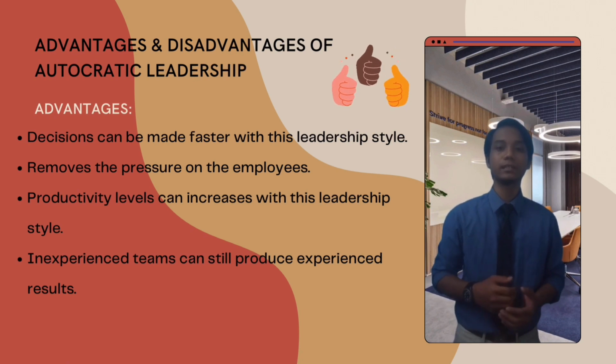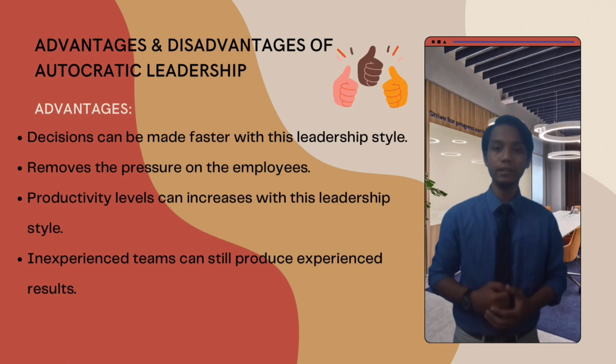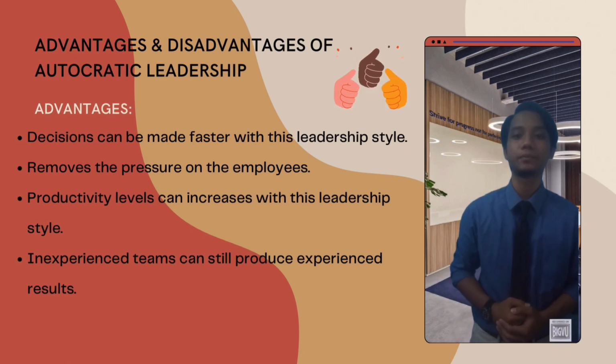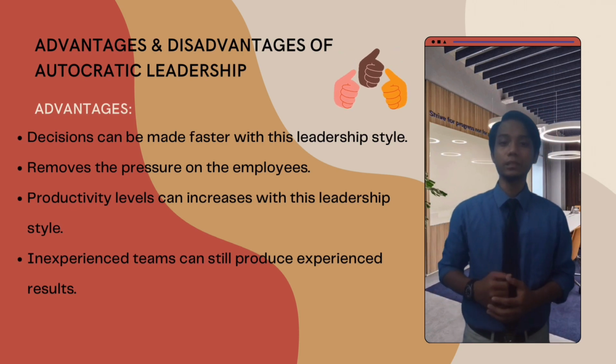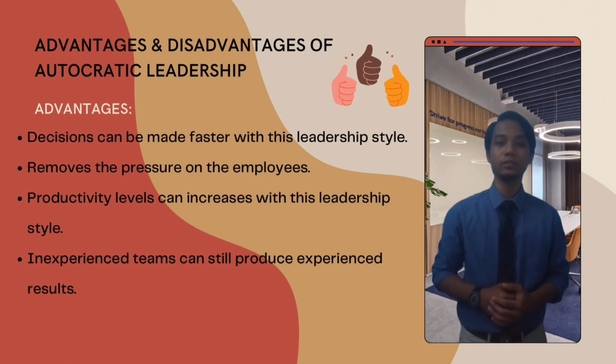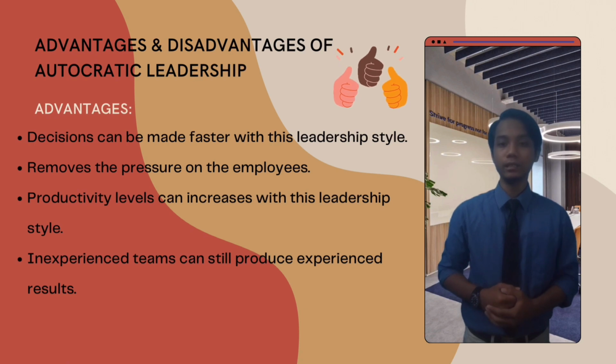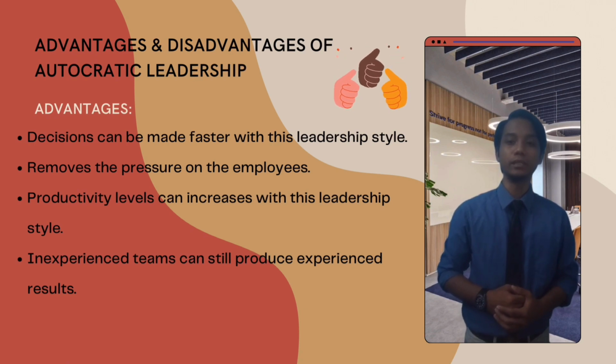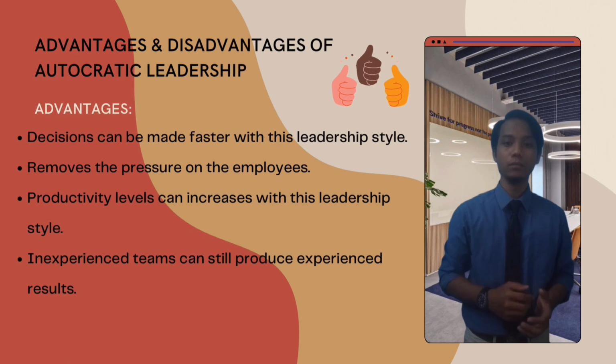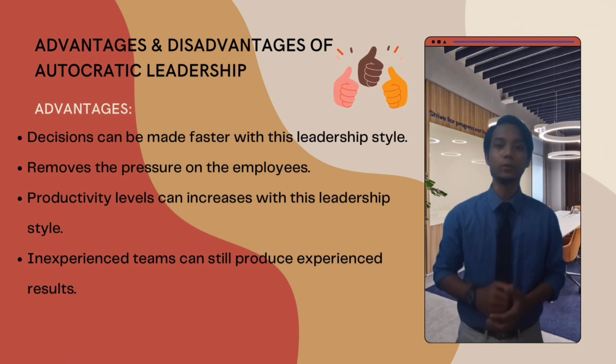The third advantage is that the productivity level can increase with this leadership style. The autocratic leader uses their personal experience to form rules and regulations, translating them into step-by-step instructions for workers to follow. Since autocratic leaders delegate tasks directly to team members, delays in productivity are less common.